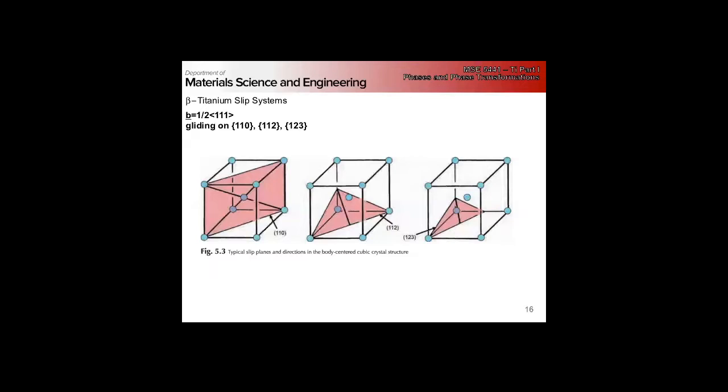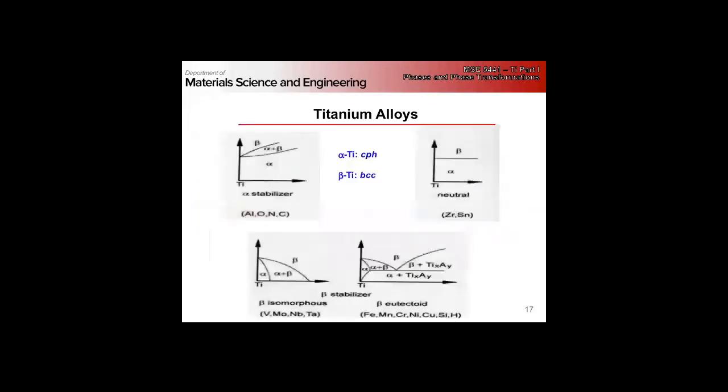We have a lot of hot forming and hot working operations whenever you have HCP present, because you need the thermal energy to reduce the amount of effort you need to get slip to occur, right? Okay.